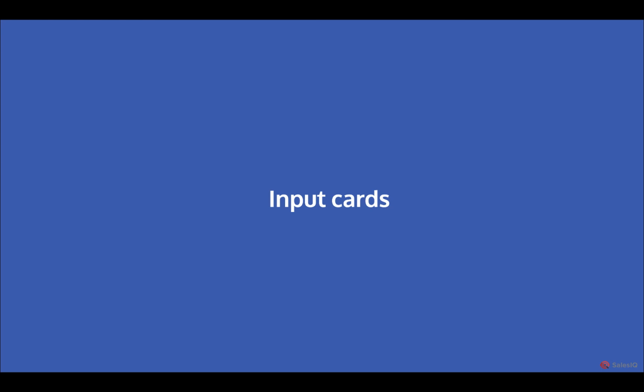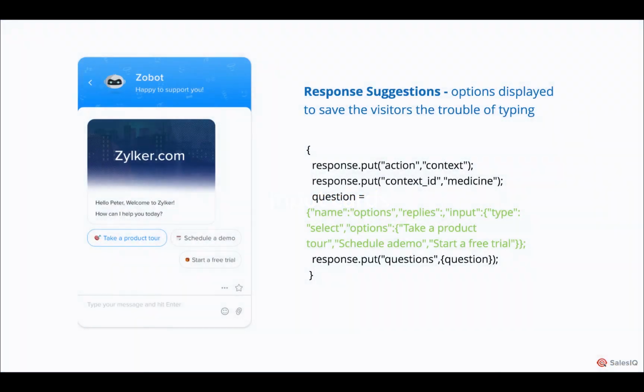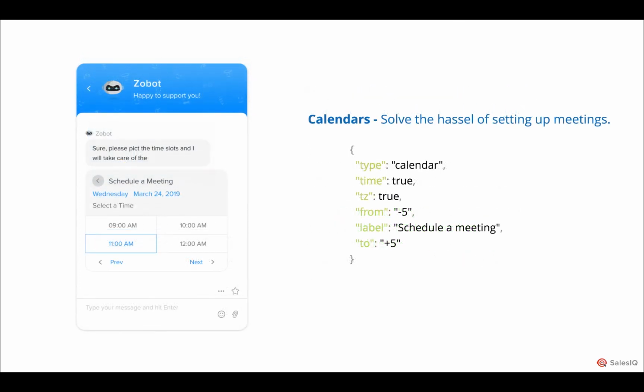So here you can display options to the visitor to choose from so that they can save themselves the trouble of typing. And then you have calendars to help you solve the hassle of scheduling appointments and meetings manually. You can also use range calendars for the same.